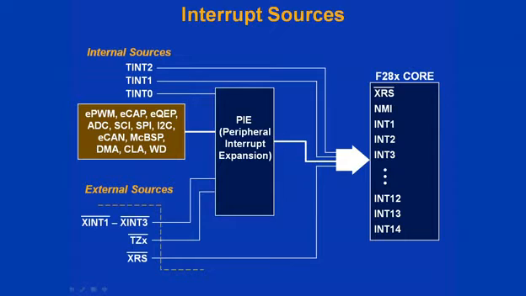The internal interrupt sources include the general purpose timers 0, 1, and 2, and all of the peripherals on the device. External interrupt sources include the three external interrupt lines, the trip zones, and the external reset pin. The core has 14 interrupt lines. As you can see, the number of interrupt sources exceed the number of interrupt lines on the core. The PIE, or Peripheral Interrupt Expansion block, is connected to the core interrupt lines 1 through 12. This block manages and expands the 12 core interrupt lines, allowing up to 96 possible interrupt sources.